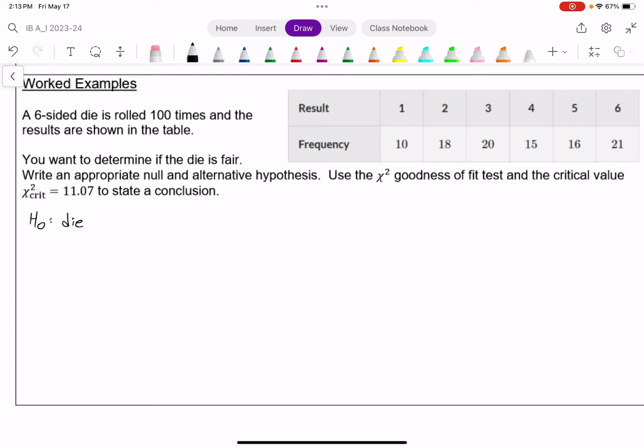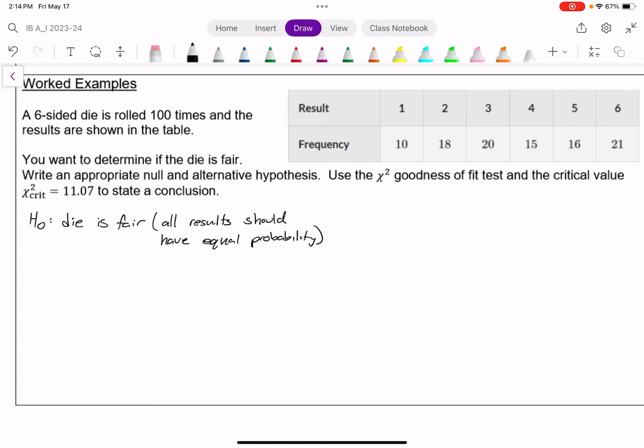However, how are we going to assess that? Well, in this case, if the die is fair, then each result should have an equal probability. So I'll say all results should have an equal probability. Keep in mind, that doesn't mean all results will be equal. They should just have the same probability. So that's the null hypothesis.